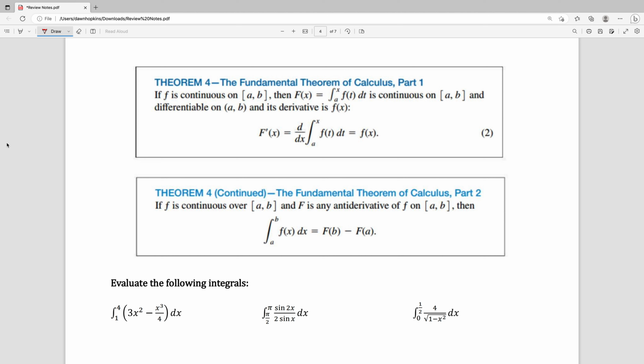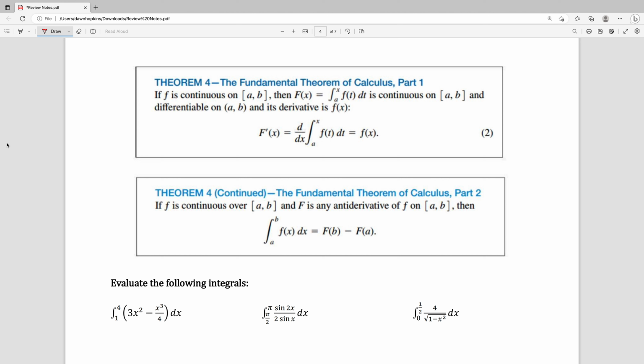We're picking up on our notes here with the fundamental theorem of calculus in two parts. The first part is going to take integration and relate it to differentiation. It says if a function f, lowercase f, is continuous on an interval, then there's this other function, capital F of x, where that capital F of x is equal to the integral of that first function.